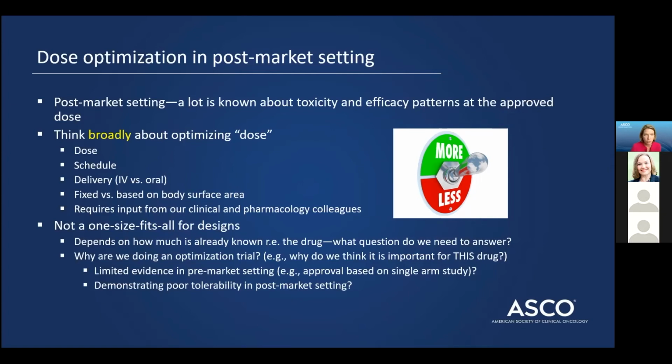It could mean changing the schedule. It could mean changing the delivery mode. It could mean changing from a fixed dose to one based on body surface area dosing. And of course, it would require input from clinical and pharmacology colleagues to determine what would be appropriate considerations for doing so. It's not going to be one size fits all, and it's going to really depend on what we already know about the drug and why we are considering a dose optimization for this particular drug, compared to all of the other ones we could be looking at.